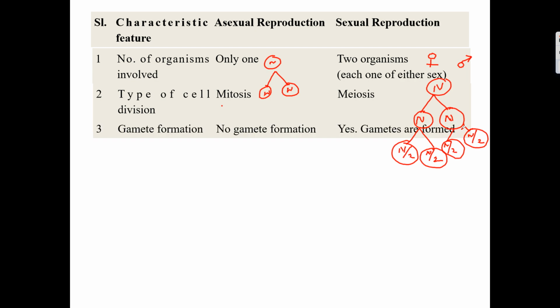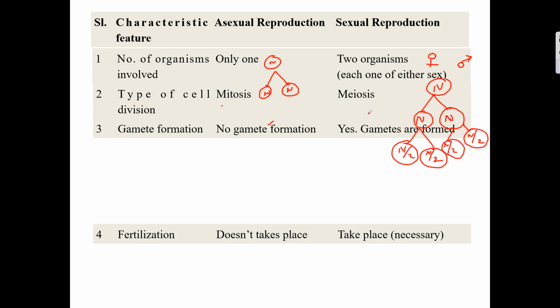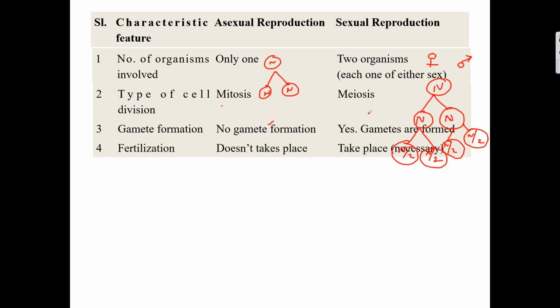There is no gamete formation in asexual reproduction, whereas in sexual reproduction the gametes are formed by meiosis. Once the gametes are formed, they should undergo fusion, that is called fertilization. So here there is no fertilization. As meiosis takes place, gametes are formed. As gametes are formed, they should undergo fertilization.